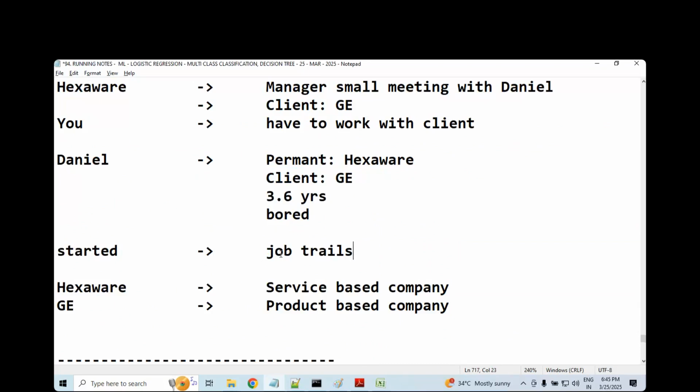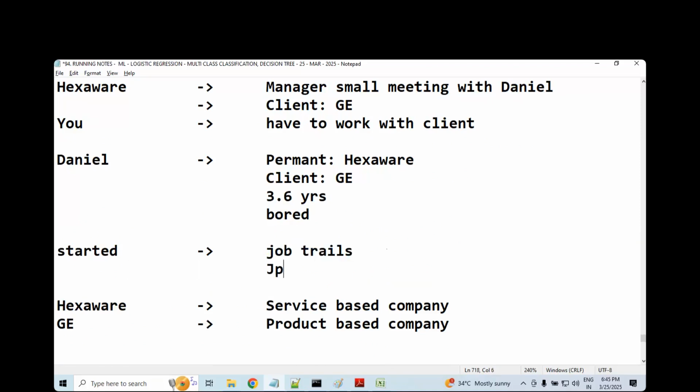During the job trials, what is the company name I need to tell? You can use two company names. During the interview, you can tell them my payroll company is Hexaware, my client location is GE. So think like I got selected for JP Morgan.